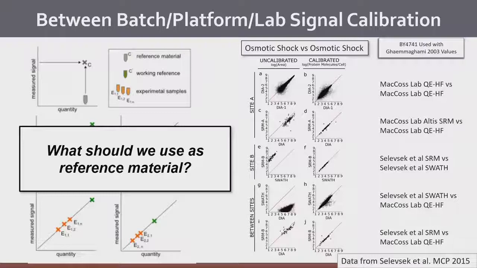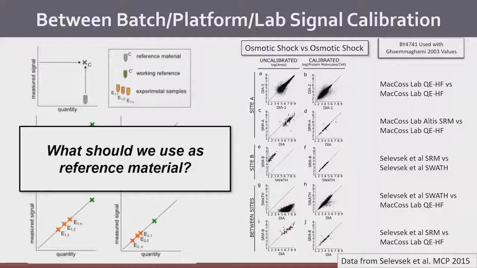So what she did first is she took her osmotic shock sample and her reference, this BY4741. She prepped it on 2 separate days, and she measured them on 2 separate days on the same instrument. She showed that the uncalibrated areas give fairly good correlation. When you calibrate them, it doesn't improve it that much. That's not surprising because they're prepped by the same person, on adjacent days, on the same instrument. It's not that big of a deal.